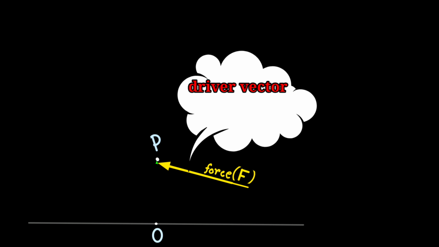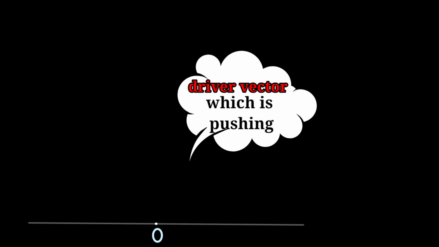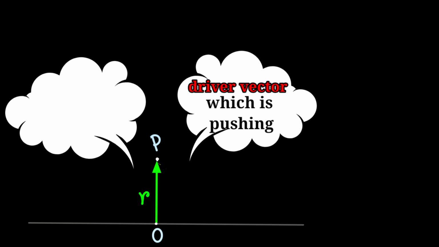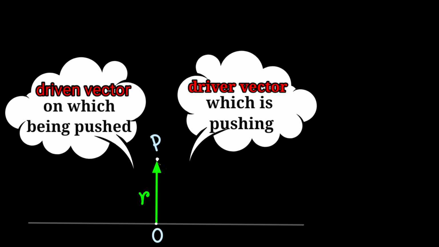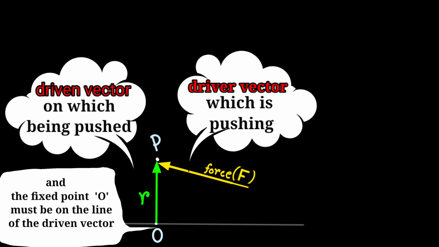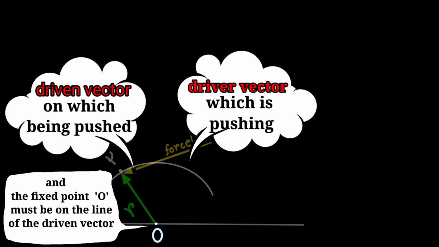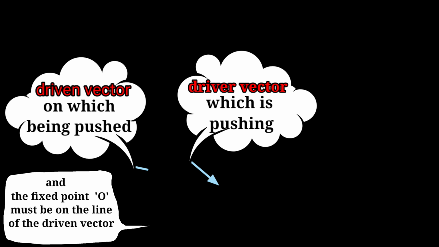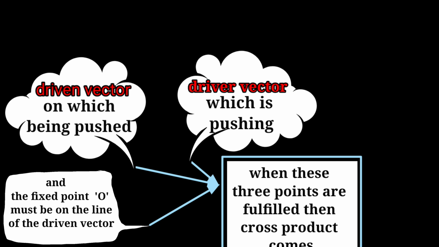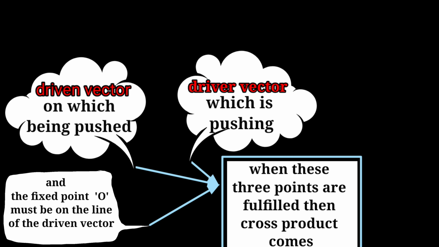Force is the driver vector, which is pushing. R is the driven vector, on which it is being pushed, and the fixed point O must be on the line of the driven vector. When these 3 points are fulfilled, then the cross product comes.